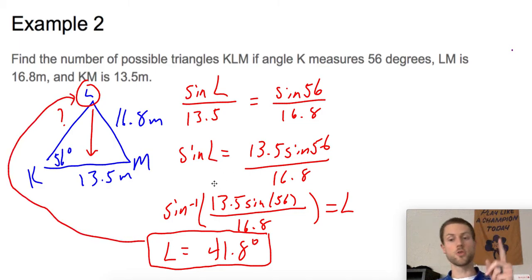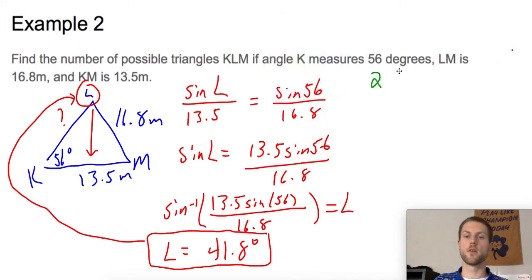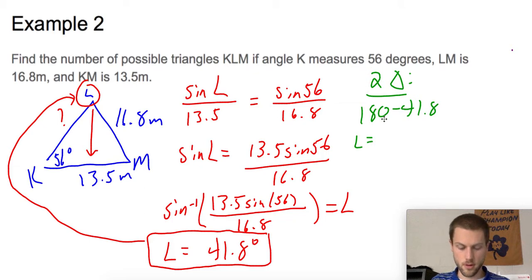So I know that I have one triangle. Now I need to do my second triangle check. The second triangle check: I'd have to check what my supplementary angle is. 180 minus 41.8 is my possible other angle. So L could equal 138.2 degrees. That has the same sine as my acute angle.